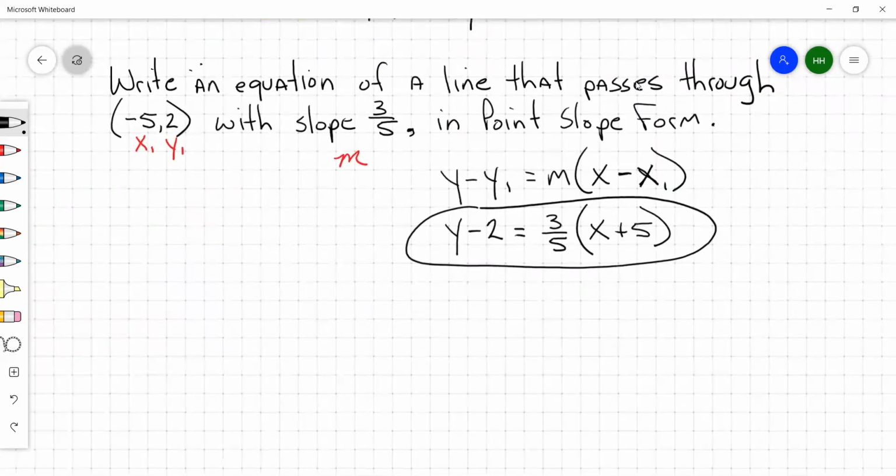All right, so let's do it again. Now let's just do it for a line that passes through the point 7, negative 1 with a slope of negative 3.